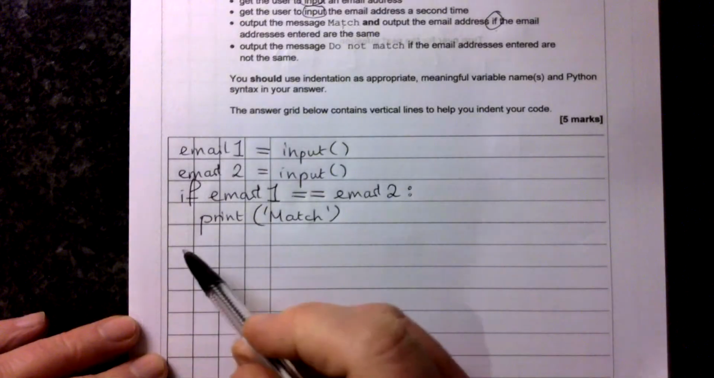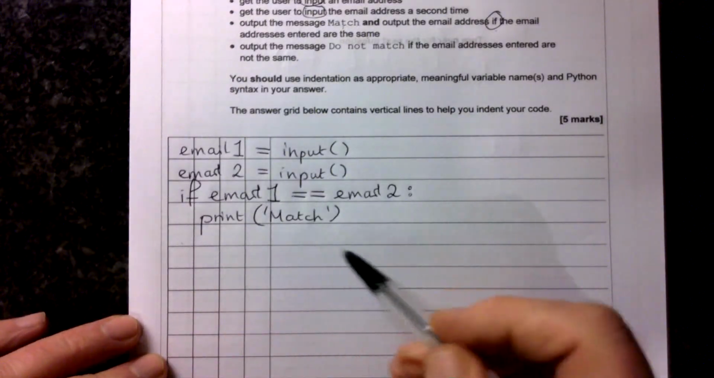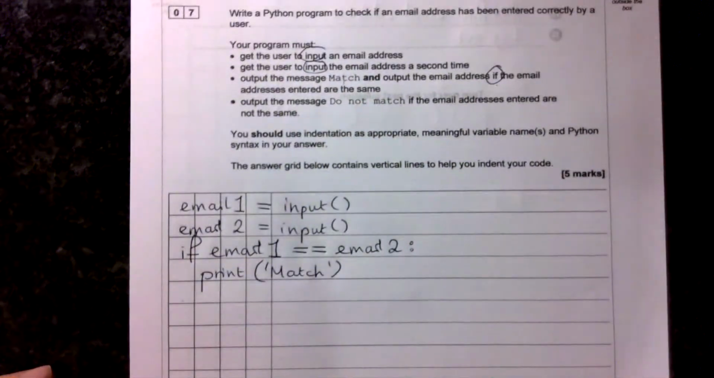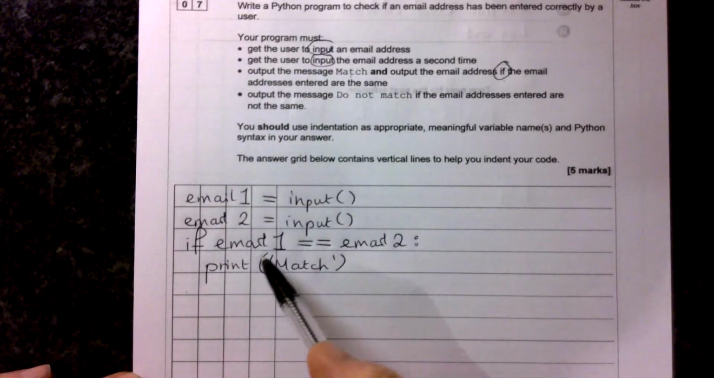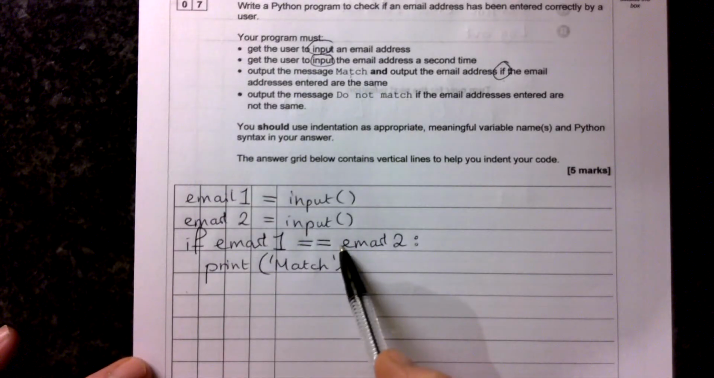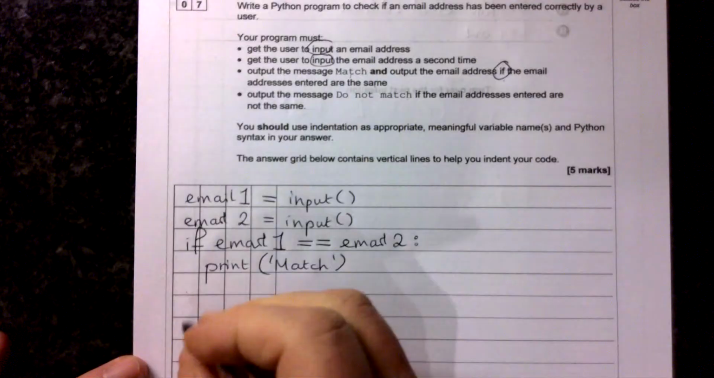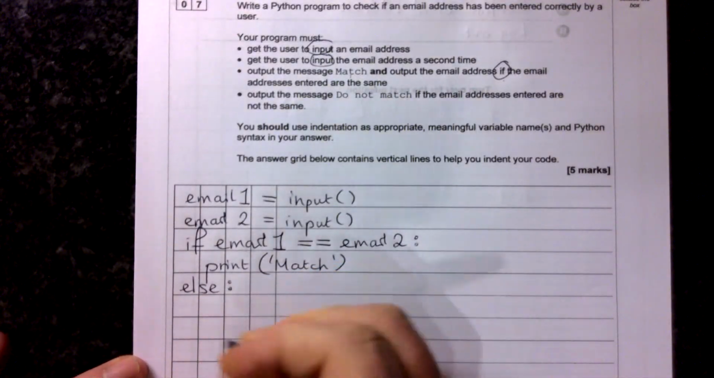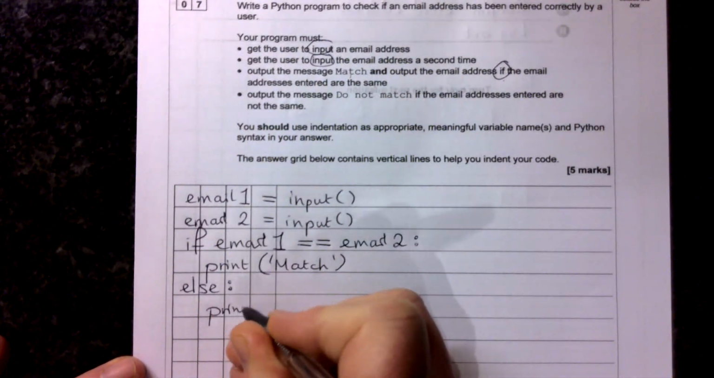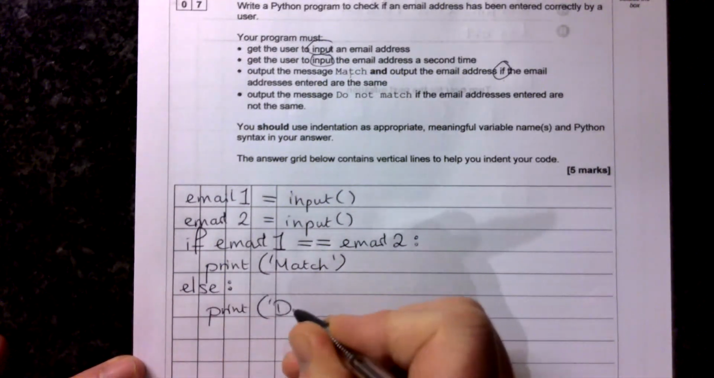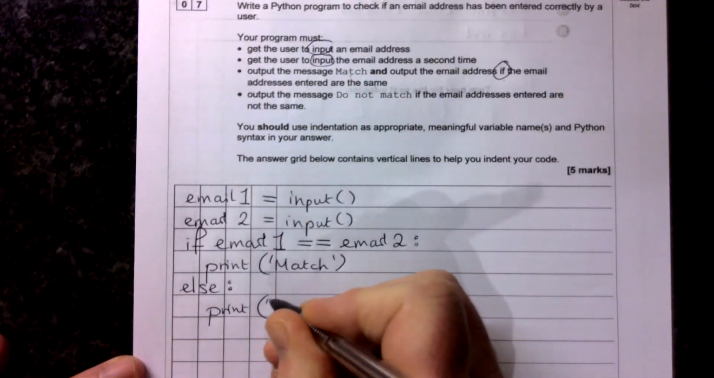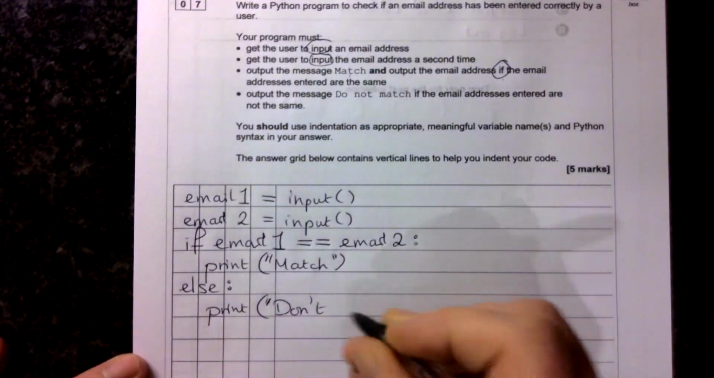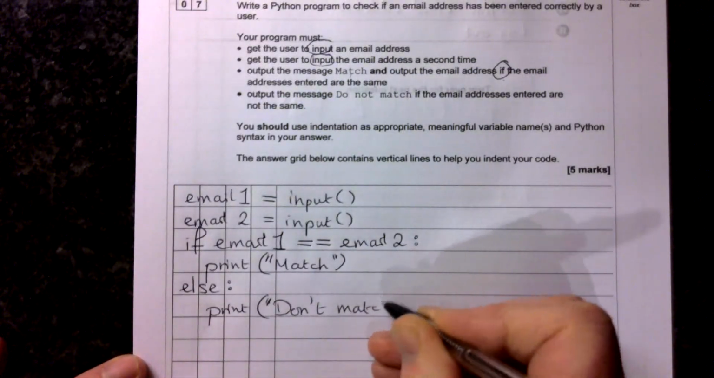Now I could put another one saying if email1 is not the same as email2, then print do not match. But of course I don't need to do another if, because if they don't equal each other, then they obviously don't match. So the alternative is else, colon, again indent, print don't match. I'm going to make sure I use speech marks, because obviously don't has got an apostrophe in it.